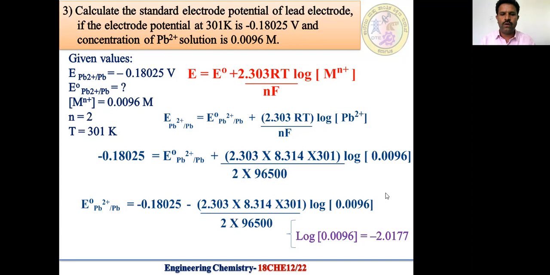2.0177. So if we substitute all the given values, we can retain this E naught Pb2+/Pb here, and take this value to the other side, and finally you get the standard electrode potential of the lead electrode equal to minus 0.12 volt. So this is about problem number 3.